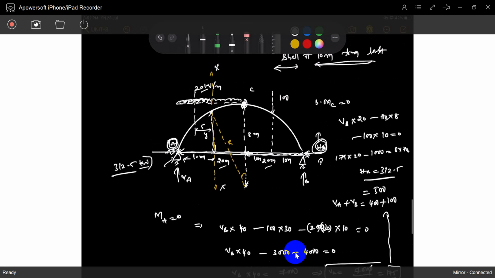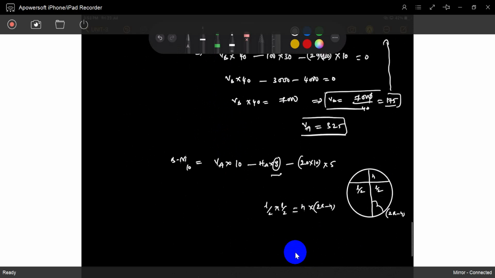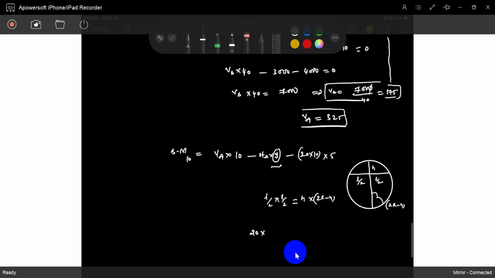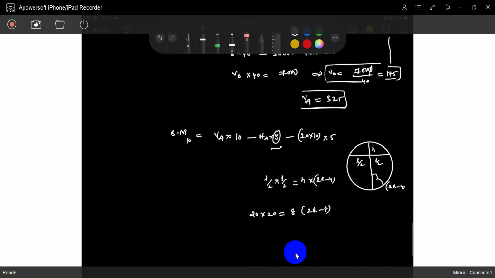Now you see, it is 20 and it is 20. Those two distances are 20 and 20, and the rise H is 8. So 20 into 20 equals 8 into 2R minus 8, and you will get R. So what is R? R is 20 squared divided by 8, plus 8, whole divided by 2. R is 29 meters.